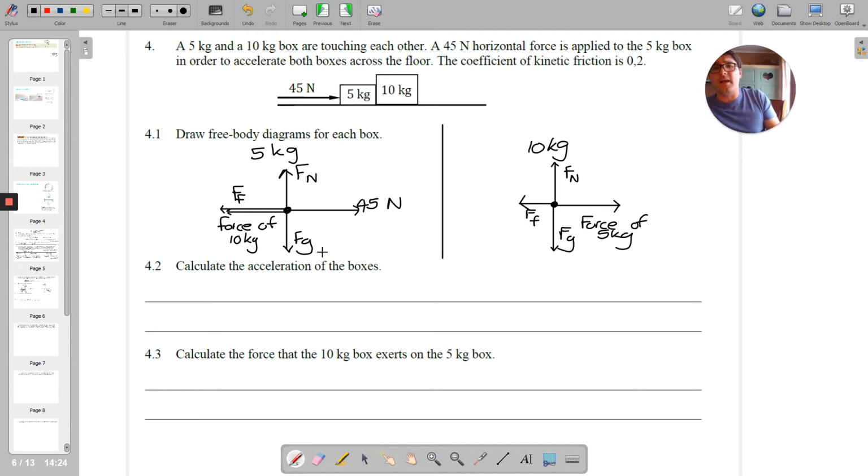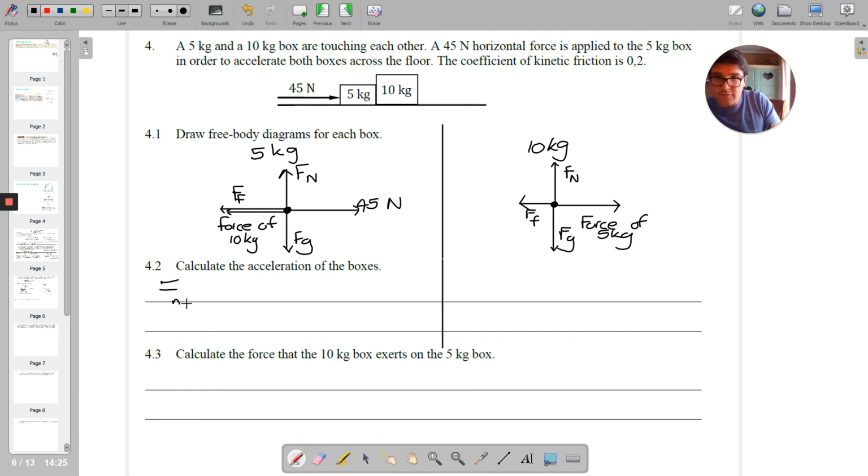Okay, now they say calculate the acceleration of the boxes. Now I remind you that once again, we set up two sets of equations. So we will set up equations for the 5 kg, and we will set up equations for the 10 kg. So if we start setting up our equations, I just want to correct my pen over here. I see it's quite bad.